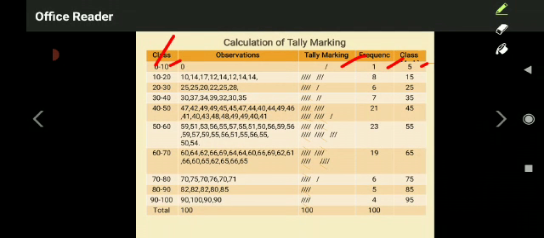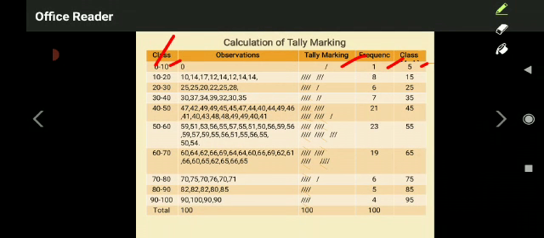In the second class interval, it is between 10 to 20. The lower limit of this second class interval is 10, and the upper limit is 20. Here 10 is included because in the second class interval 10 is in the lower limit. It is not included in the first interval because there 10 is the upper limit. So in the 10 to 20 class interval, how many observations are there?